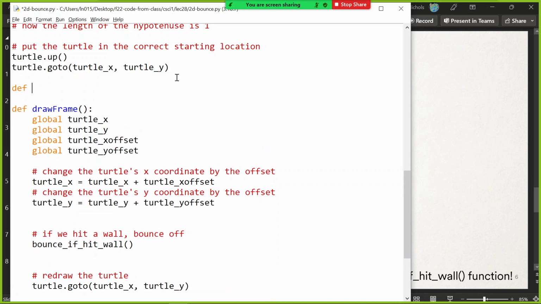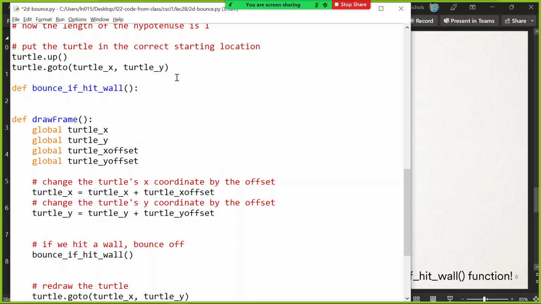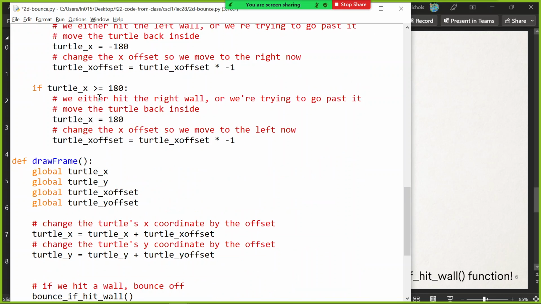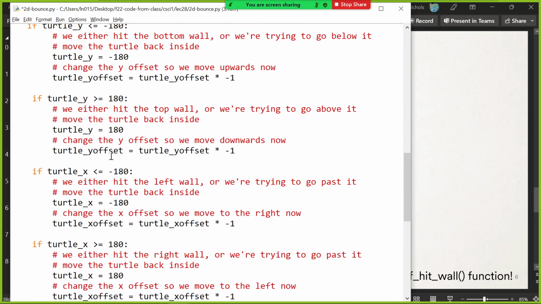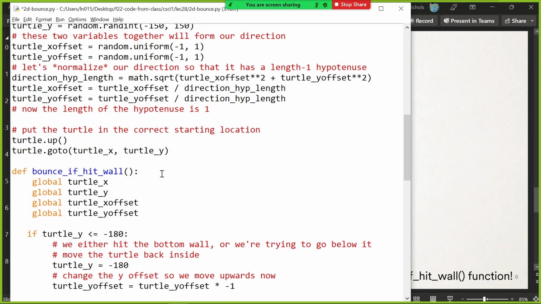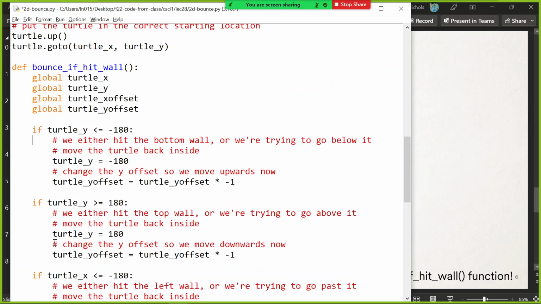So let's call that one def bounce if hit wall, and I'll paste all the code that we had from before. And so it's this function now that's checking if we hit the wall and changing stuff. And I think it's going to change X, all of these, potentially. So let's make sure it knows that they're global variables, and they deserve to be changed. And oh no, it looks like there's some indentation issues. 1, 2, 3, 4. Is it happy now? Okay, I think it's good now.